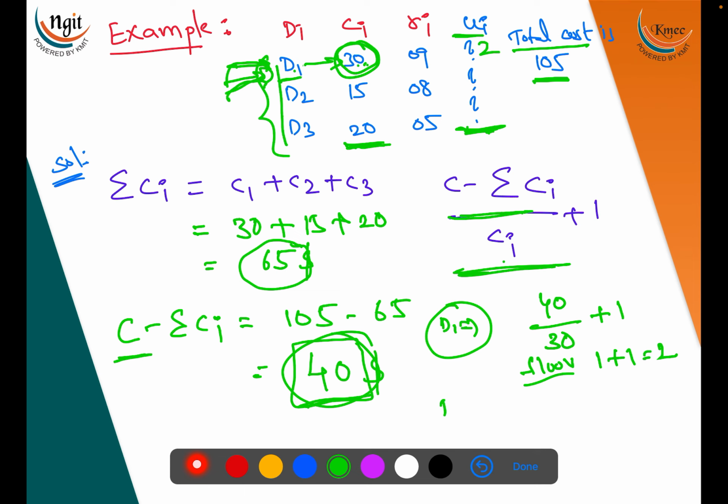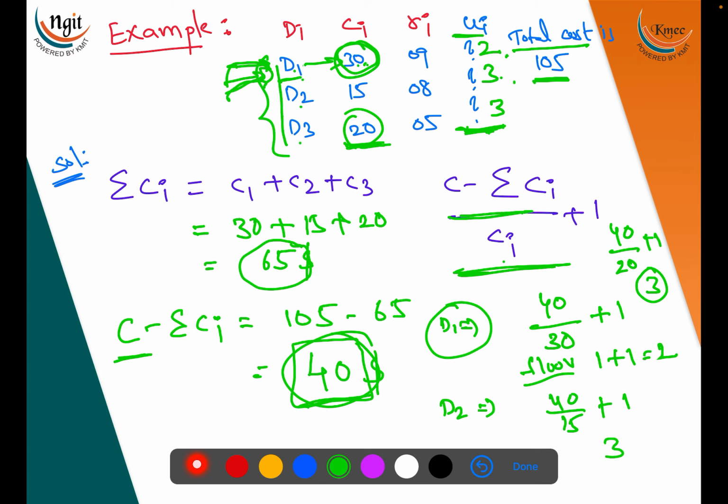Now let's check for D2. D2 is 40 by 15 plus 1. So you will get here 3, right? Now 3 multiple copies are required. The next is D3. D3 value is 40 by 20, plus 1. That again requires 3. So the total multiple copies required are 2, 3 and 3. You can take D1 with 2 copies, D2 with 3 copies, D3 with 3 copies.